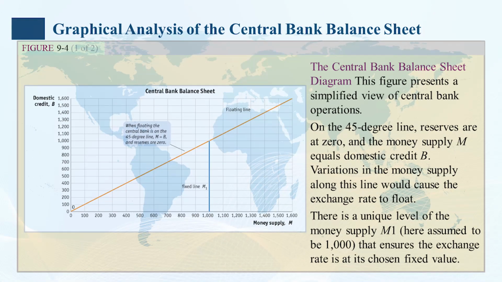This picture can help you understand the central bank's operation better. The 45-degree line: reserves at 0, and the money supply M equals domestic credit B. Variations in the money supply along this line would cause the exchange rate to float. There is a unique level of the money supply M, or $1,000, that ensures the exchange rate is at its chosen level.